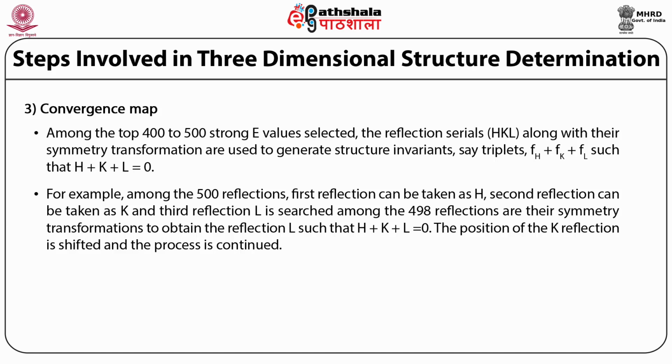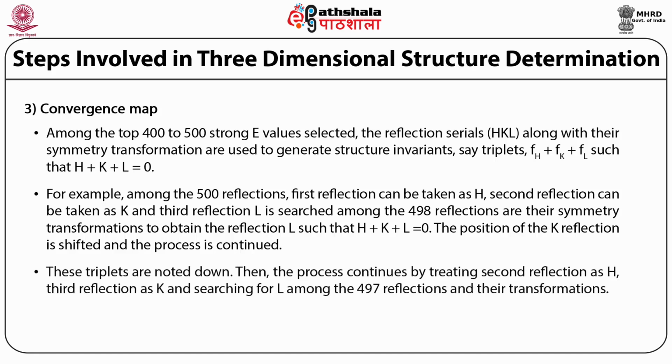The position of the K reflection is then shifted and the process is continued. So this computer is very easy. These triplets were then noted down. Then the process continues by treating the second reflection as H, third reflection as K, and L is searched among the 499 reflections and their transformation.